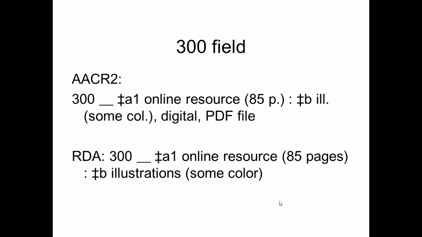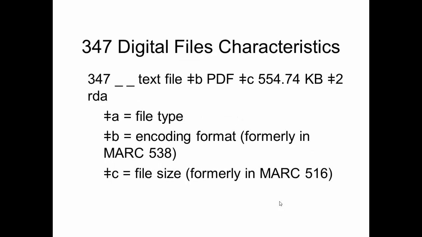The physical description field contains spelled out words in RDA instead of abbreviations. Information about the resource being a PDF now goes in a different field, the 347. The 347 is a new MARC field for digital file characteristics. Some pieces of information in this field used to be in notes.